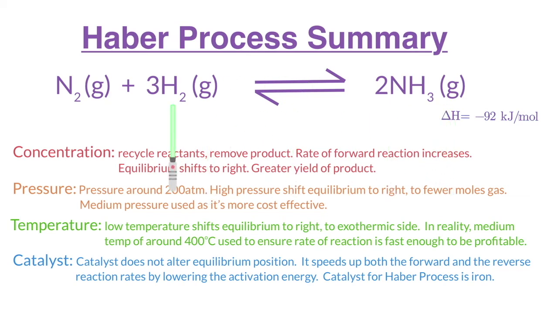Temperature is another one where we compromise because the forward reaction is exothermic, so if we cool things down we will shift the equilibrium over to the exothermic side, but if it's too cold the rate of reaction will be too slow to be profitable. So we have a medium temperature about 400 degrees Celsius, which ensures a sensible yield at a decent enough rate. Catalysts won't alter the position of equilibrium at all, but we can use the catalyst to speed up both the forward and reverse reaction rates, and it's used in industry a lot. Catalyst for the Haber process is iron.